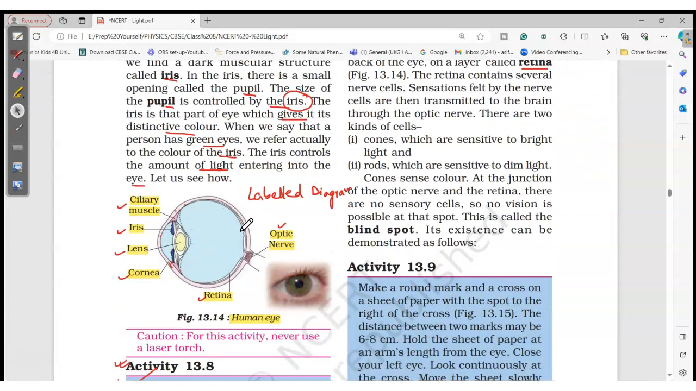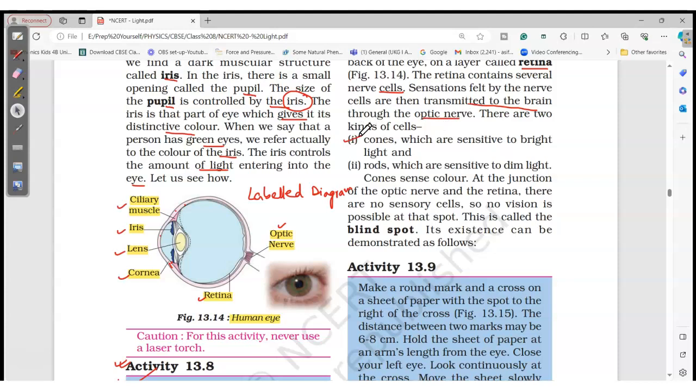So on the retina, the images are formed and it is sensed by the nerve cells present on the retina. And these nerve cells take those signals in the form of electric signals and take them to the brain, and then the brain makes an erect image of the object we want to see or whatever we are seeing around us. Okay, so the retina contains several nerve cells. Sensations felt by the nerve cells are then transmitted to the brain. Through what? Through the optic nerve.